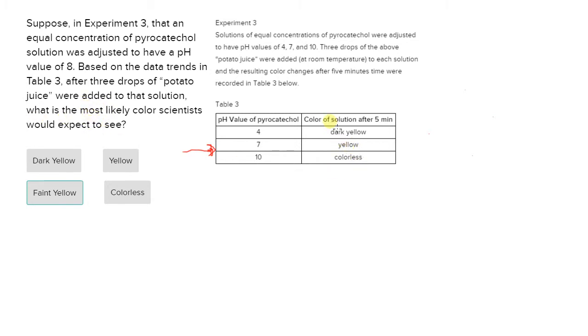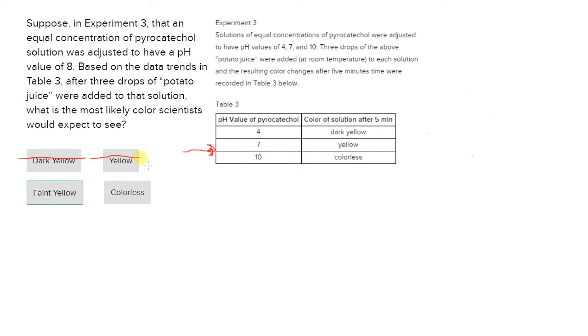And so this is one of those questions where you have to look for trends in the data. If you're looking at it, as the pH increases, the intensity of the yellow decreases. So it goes from dark yellow at 4 to yellow at 7 to colorless at 10. And since 8 is really close to 7, we can assume it's not going to be, well, let's go through the answers actually first and eliminate them. We can assume it's not going to be dark yellow because the trends in the data don't lead us to think that it would go back to dark yellow if it's trending towards colorlessness.